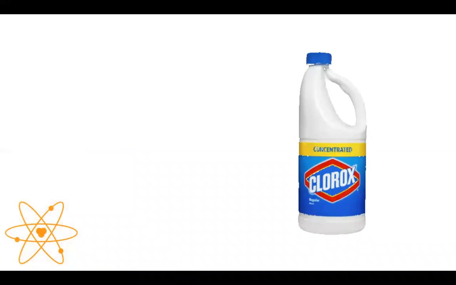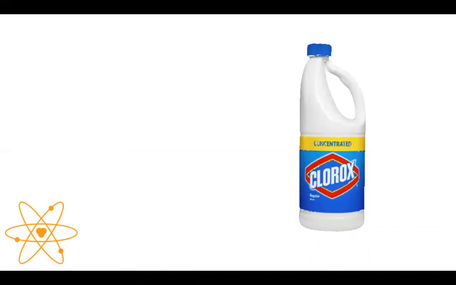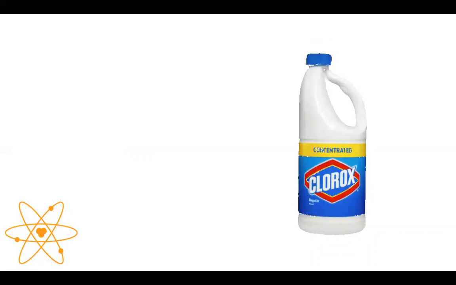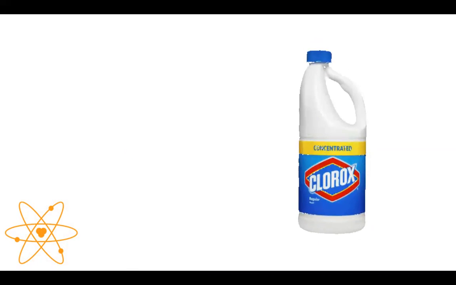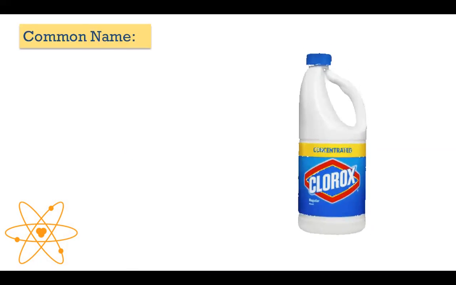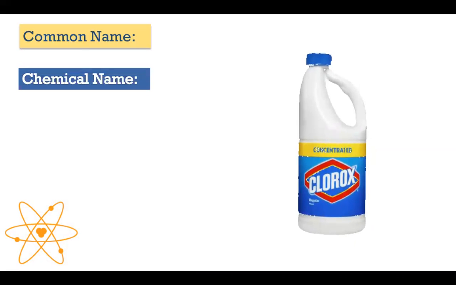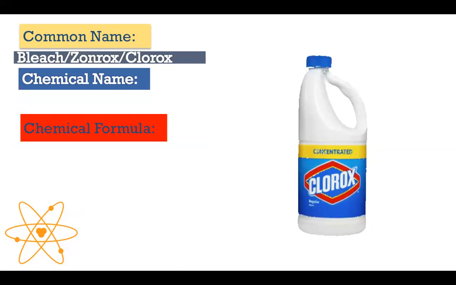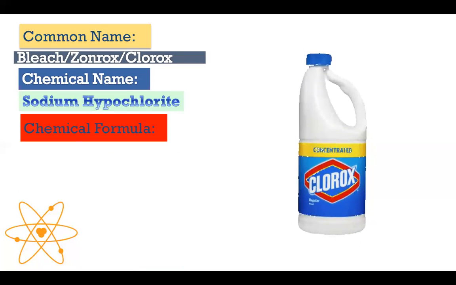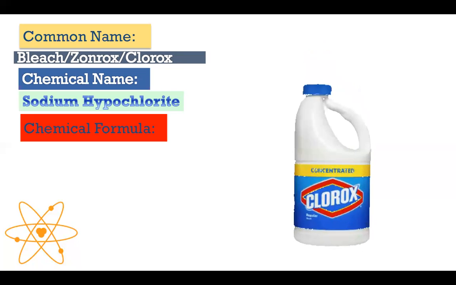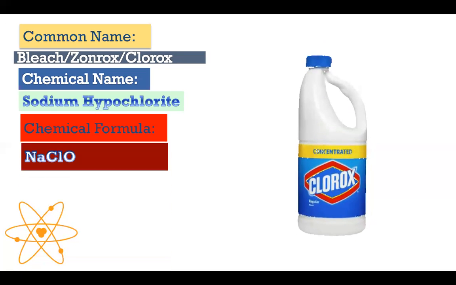How about this? Where do we use this one? As a disinfectant, as an antiseptic, or for cleaning our clothes? Yes, the common name is bleach, or Zonrox or Clorox. Zonrox is a brand, I think, and Clorox is a common name for other people. Then the chemical name is sodium hypochlorite, and the chemical formula is NaClO.